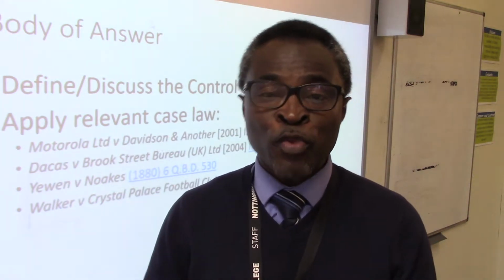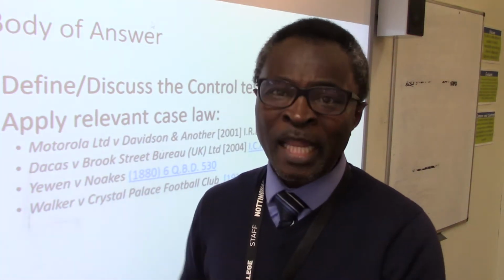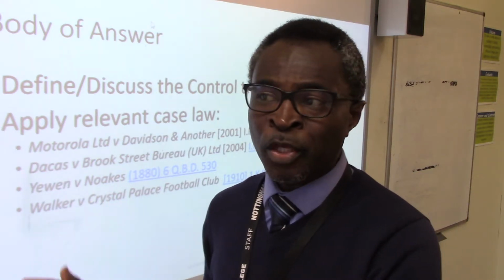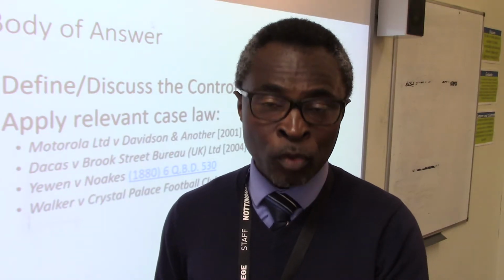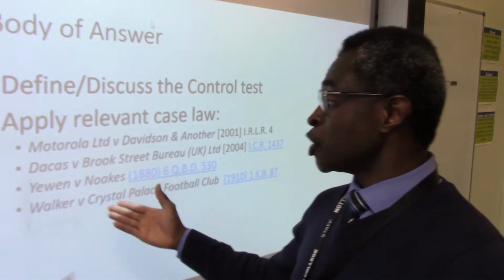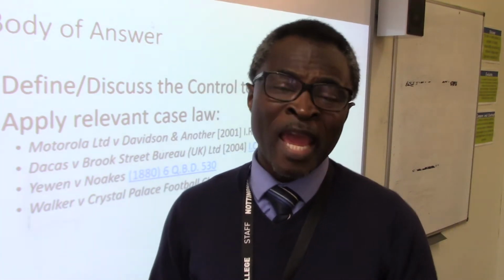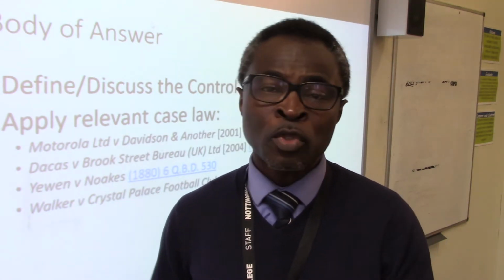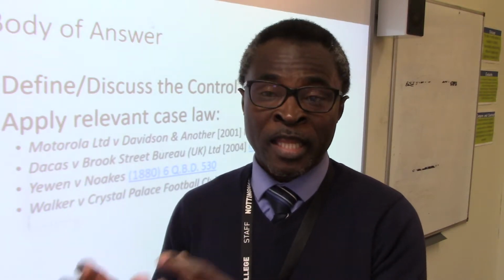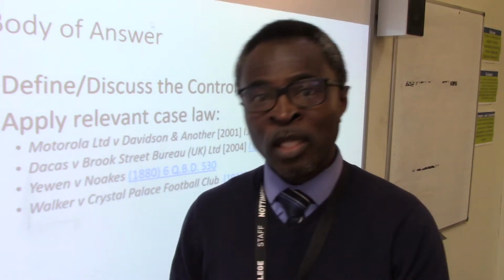So it's a matter of just briefly describing each case that fits in with the control test and then applying it to the general question that you're answering. And the question here is, is the control test alone sufficient to establish the status of a worker? You've got other cases, Ewan and Noakes and Walker and Crystal Palace, which are all different cases, but they all emphasise what the control test is all about. Bear in mind that the control test was used many years ago when there was a clear distinction between an owner or an employer and a worker.